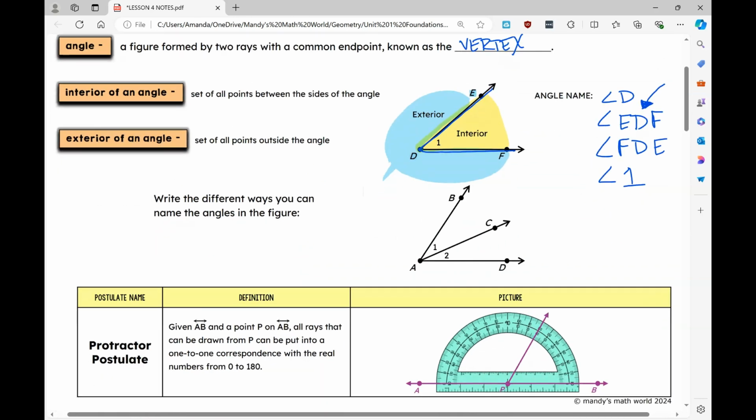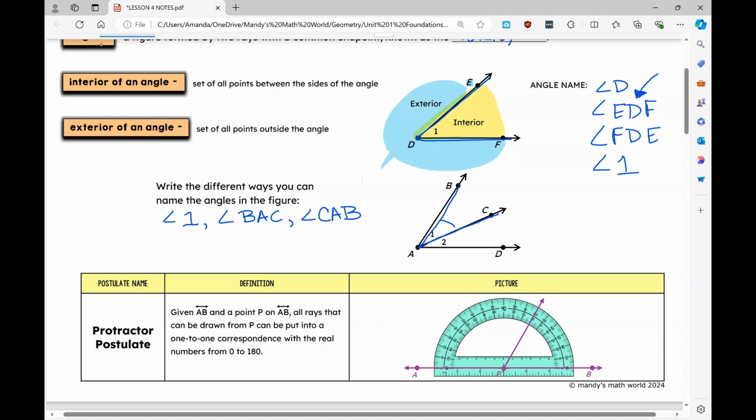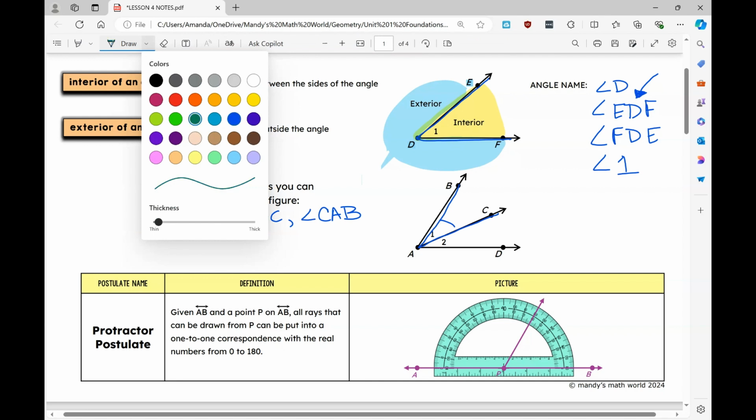Let's look at our next image. It says to write the different ways you can name the angles in this figure. Well, let's look at this first angle right here, angle 1. I can call it angle 1. I can also call it angle BAC. I can also call it angle CAB. I just want to make sure my vertex is that middle point.